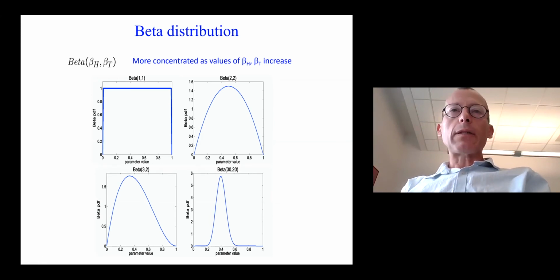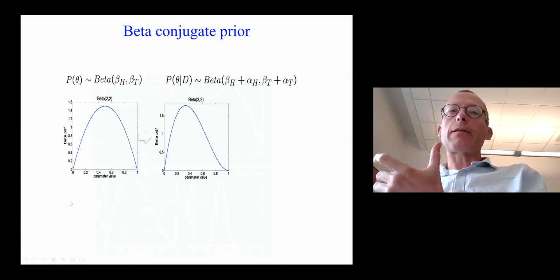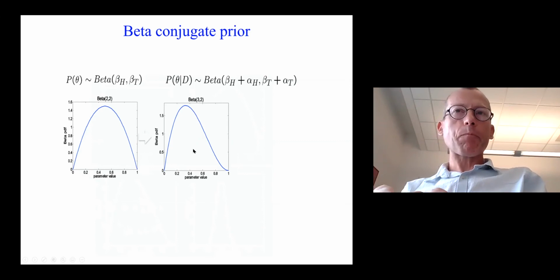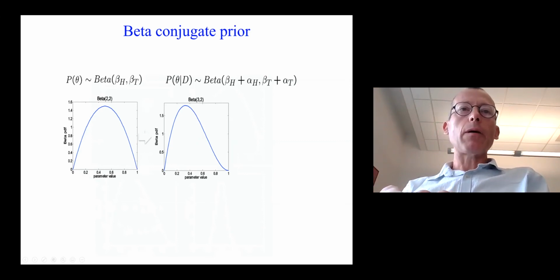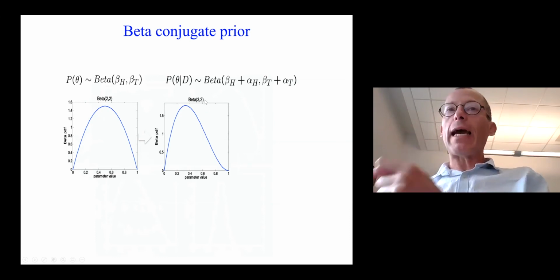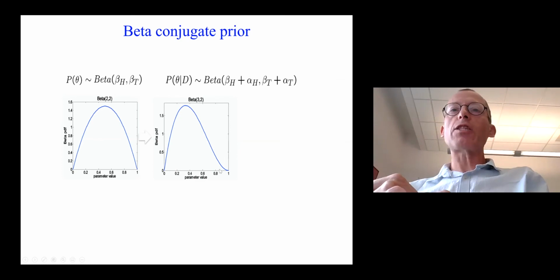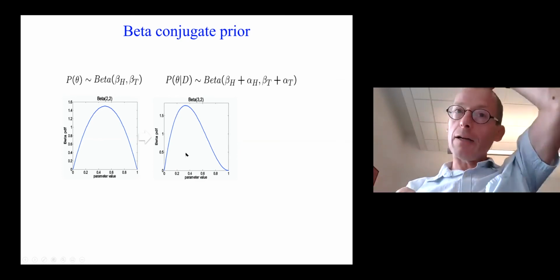Okay, so this is the idea of conjugate priors. This is an example where we flip the coin and we see another head. You can see initially beta H and beta T are 2 and 2, but after we flip a coin and add it to the distribution, we saw one head, and the distribution changes to become more concentrated on the likelihood that it's heads.